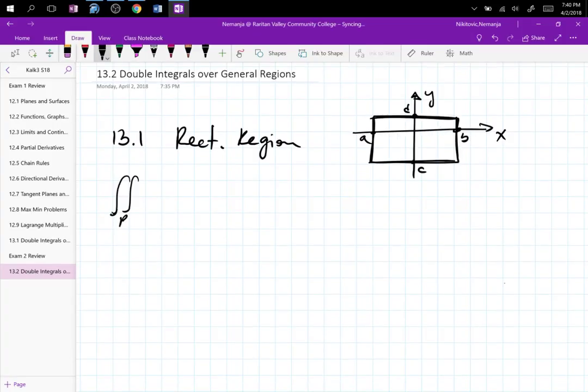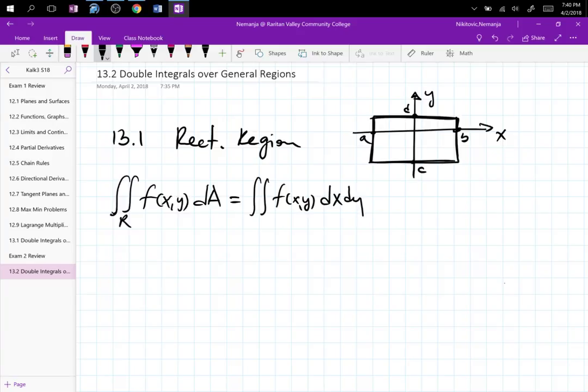We said that the double integral over region R for f of xy dA was representing a volume, because two integrals gave us the area and then the function is the third dimension to give us volume. So this was a volume integral, and it was computed either as f of xy dx dy, or as f of xy dy dx.